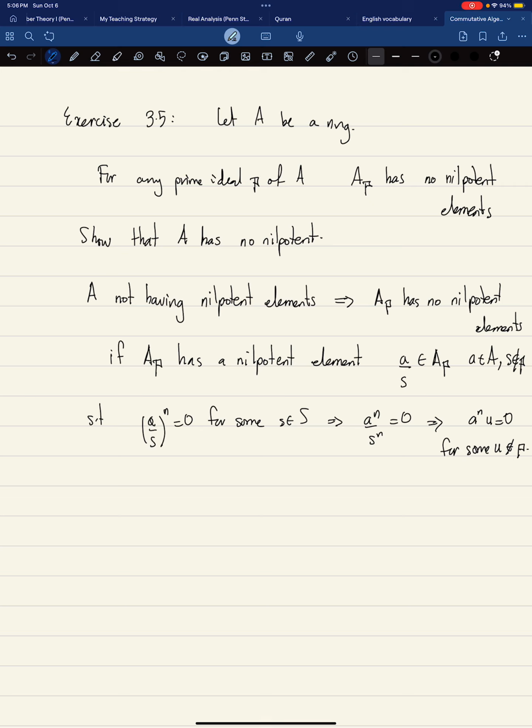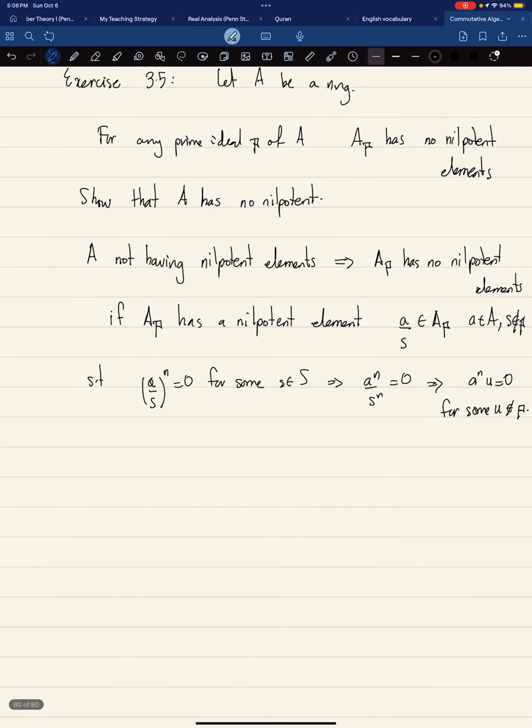Hmm. Well, the problem doesn't actually ask that if A does not have a nilpotent element, that implies that A_P has no nilpotent element. It asks us to prove that the reverse implication is true. But just out of curiosity, I was trying to see if this thing is true, because this would then imply that having nilpotent elements is a local property. So let us first prove what the problem asks us to prove.